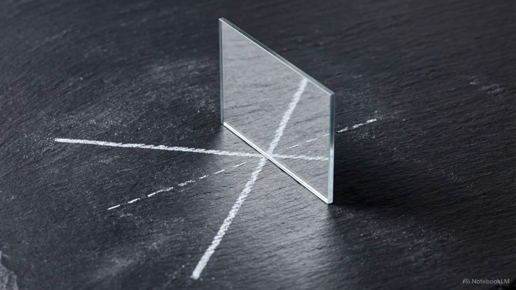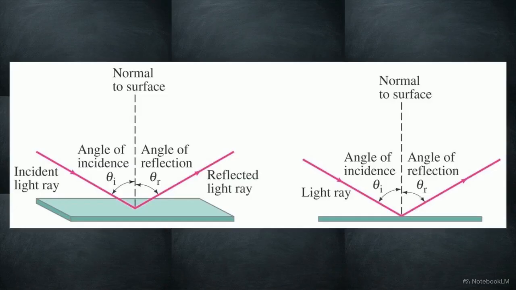This behavior is governed by a strict geometric axiom known as the law of reflection. This diagram shows the rule. The incoming incident ray angle perfectly equals the outgoing reflected ray angle. We measure these against the normal, an imaginary perpendicular line drawn exactly where light hits the boundary.